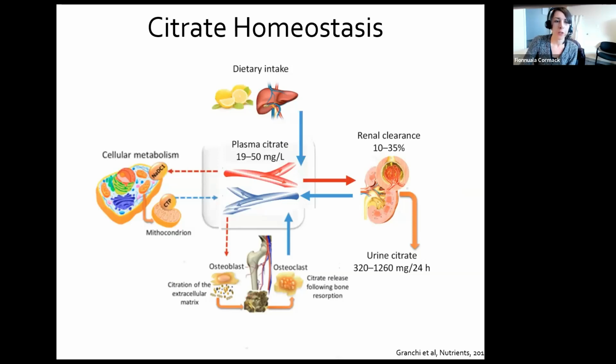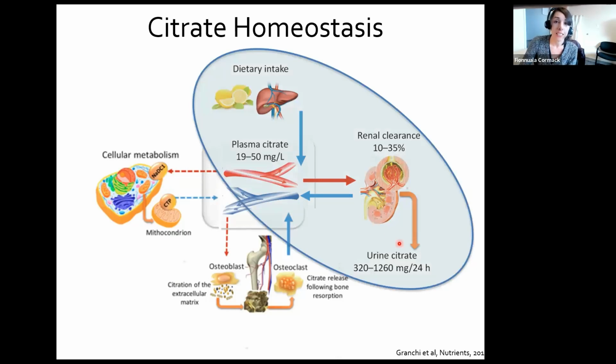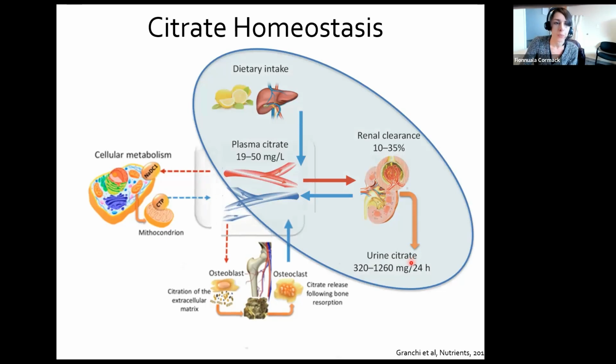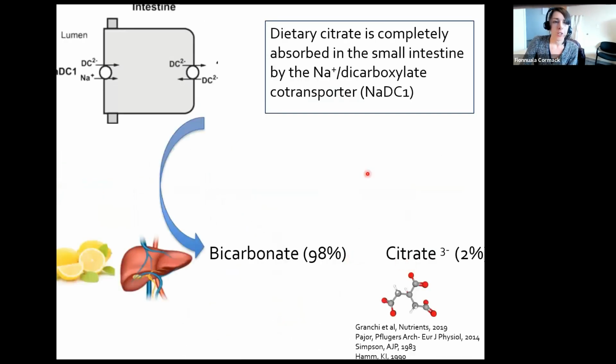So my focus today will be on how the kidney handles citrate and citrate's role in metabolic stone disease. So 95% of dietary citrate is actually absorbed in the small intestine by a NaDC1 co-transporter, and this is a transporter we'll see again in the proximal tubular cells. Interestingly, 98% of citrate is metabolized in the liver to bicarbonate.